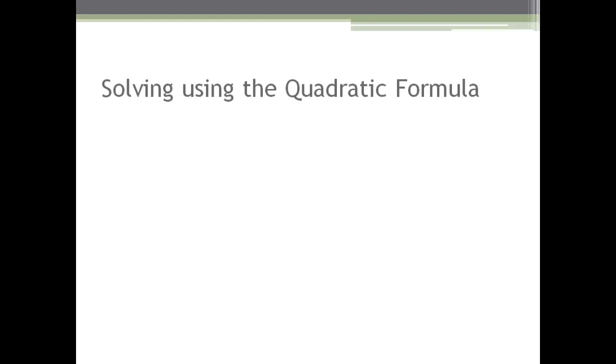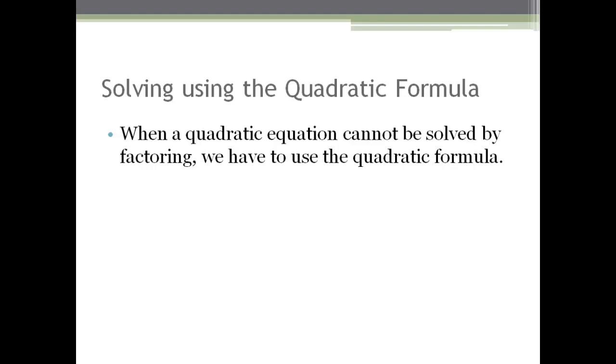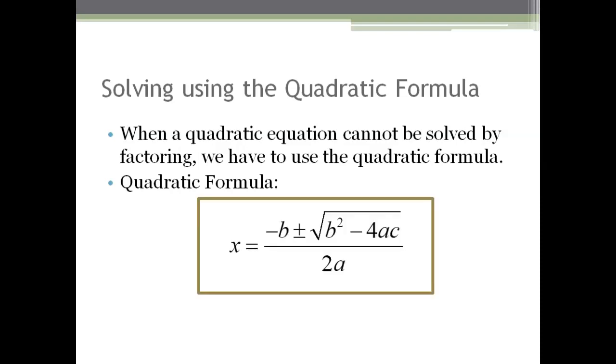So how do we solve using the quadratic formula? When a quadratic equation cannot be solved by factoring, we have to use the quadratic formula. What is the quadratic formula? That's this formula right here. X equals negative b plus or minus the square root of b squared minus 4ac, that's all under the square root, and then all of that is over 2a.